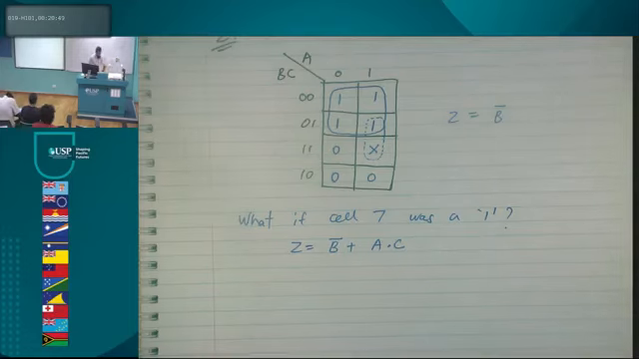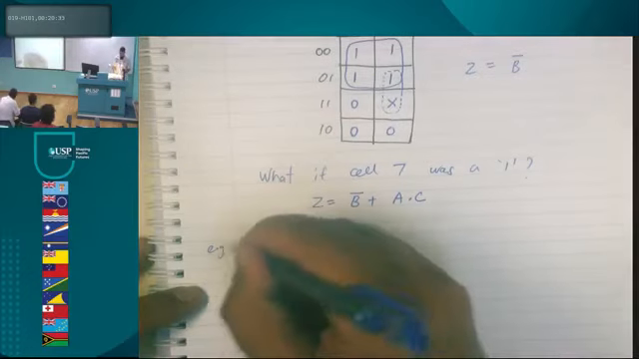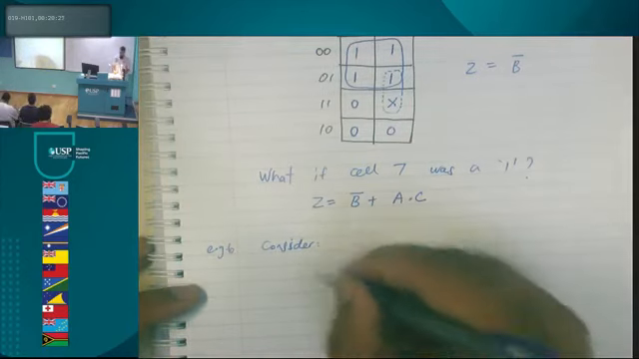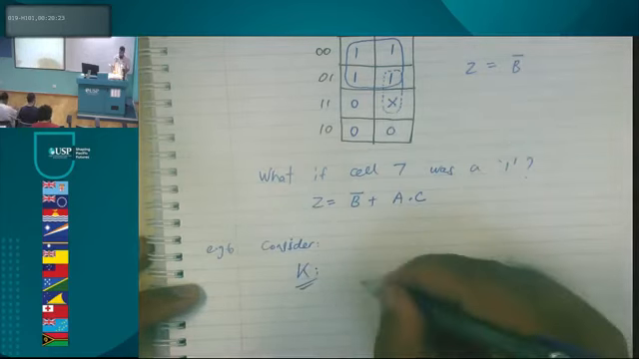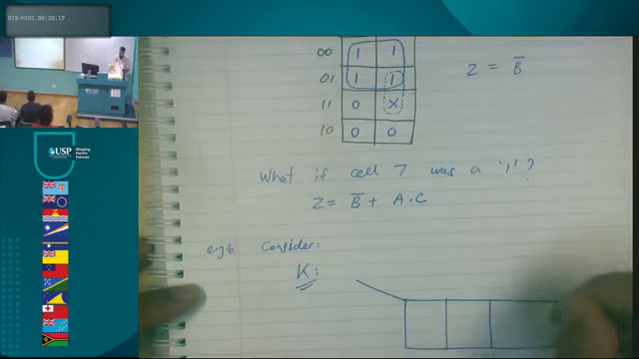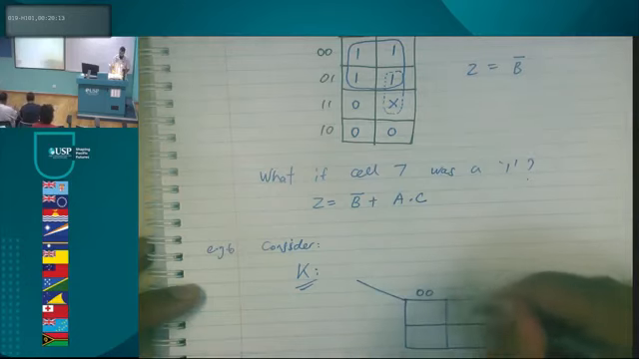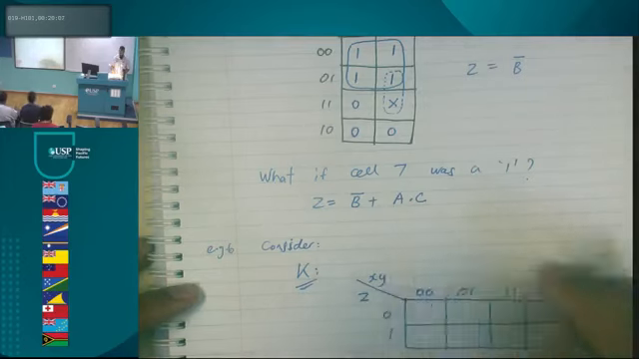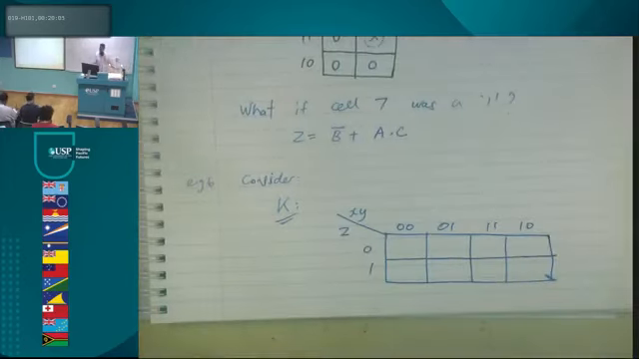I want to get into four variable Kano maps now. But guys, I want to show you one more item about a three variable Kano map, one particular concept. Let us consider example 6 now. This is another particular feature of a Kano map. Let's use X, Y, and Z this time. You don't have to have A, B, C. It depends on what your system is using.